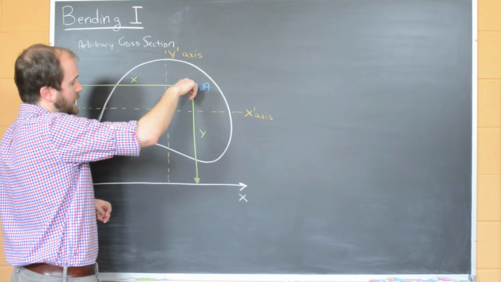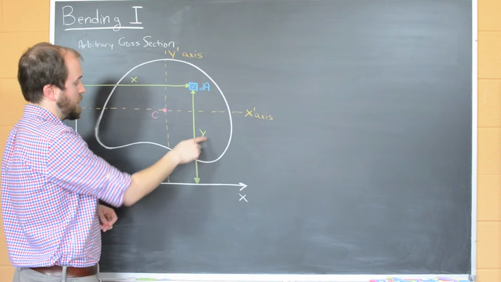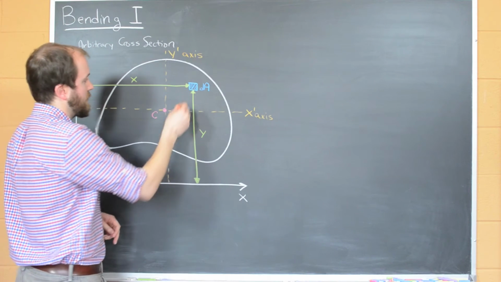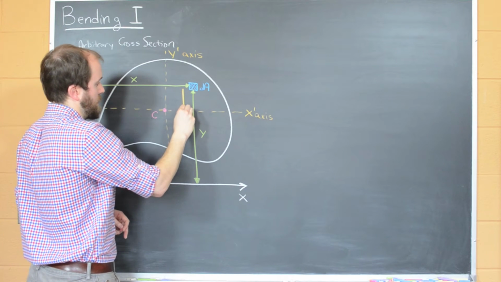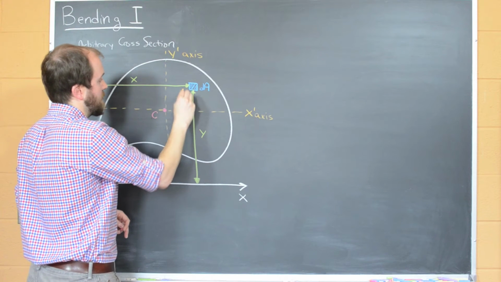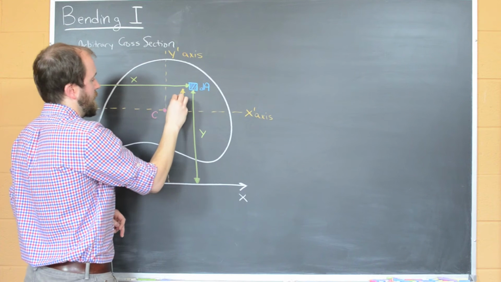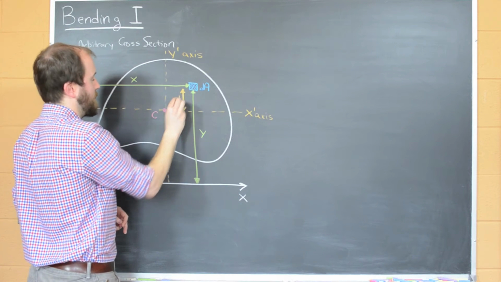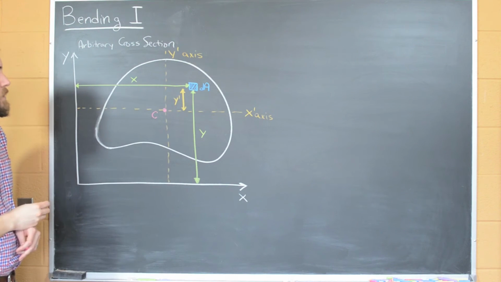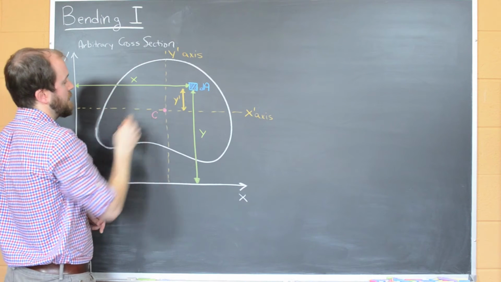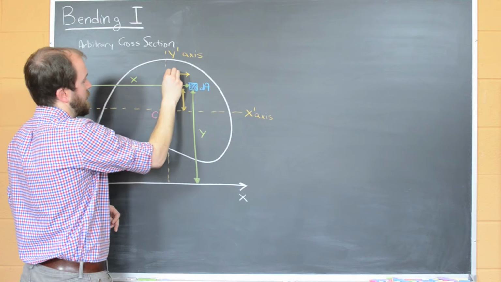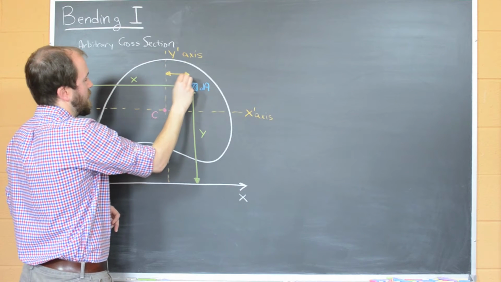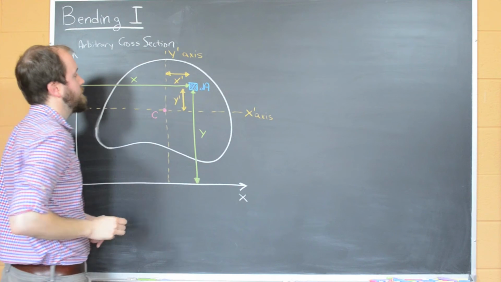So for the distance of the area to the x-axis, we denote it by y. And so what we can do now instead is denote the distance of that area to the x prime axis as y prime. We can do the same thing here. The distance of this area to the new y prime axis we'll call x prime.